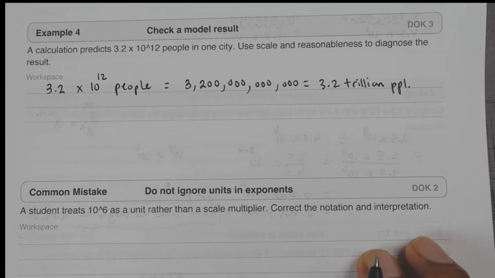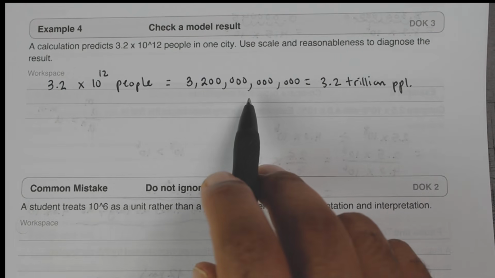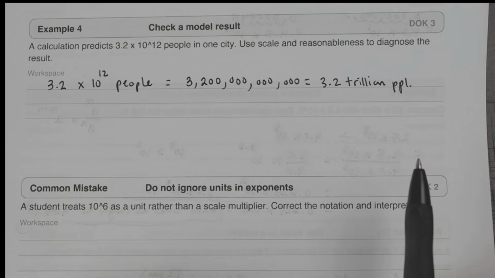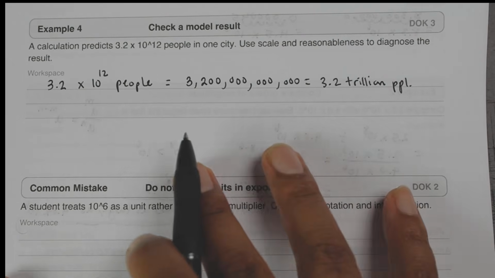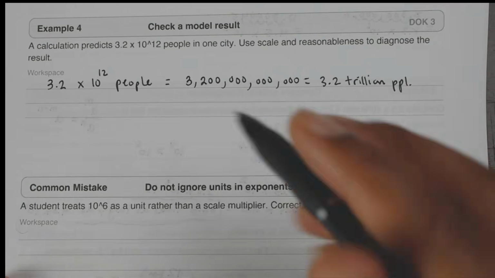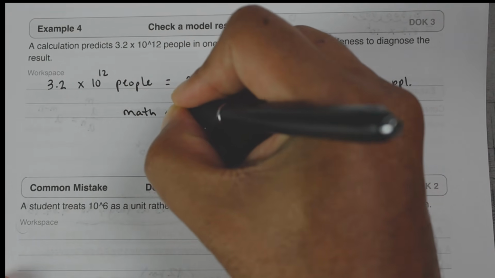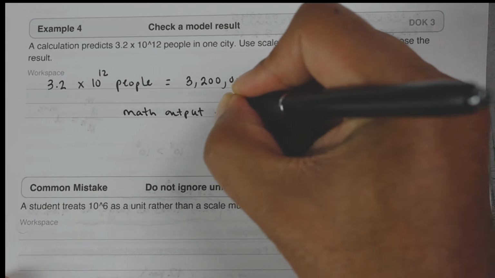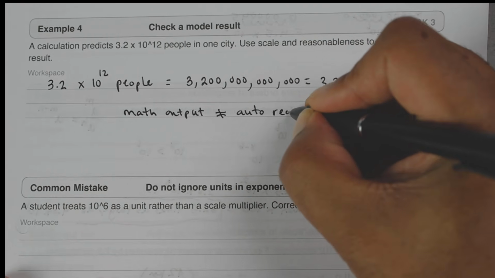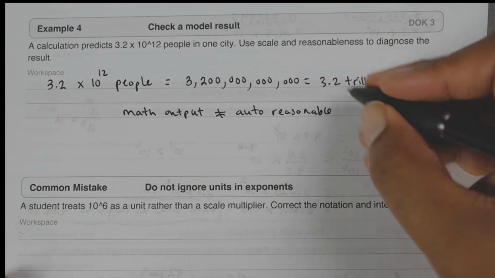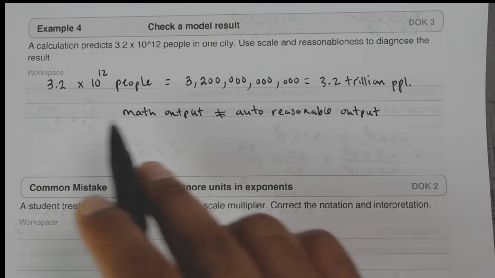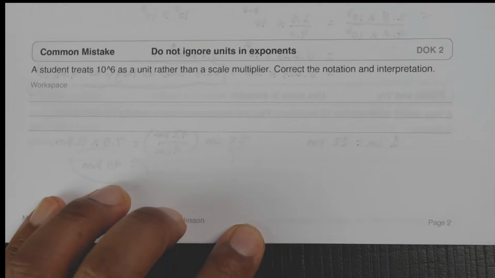So even if the calculator produced the value, we should not automatically accept it, right? There's no city on earth that has 3.2 trillion people in it. So the important idea is that mathematical output is not automatically equivalent to a reasonable output. It's like, wait, that number is huge, but it doesn't make sense. That's how you have to think, okay?